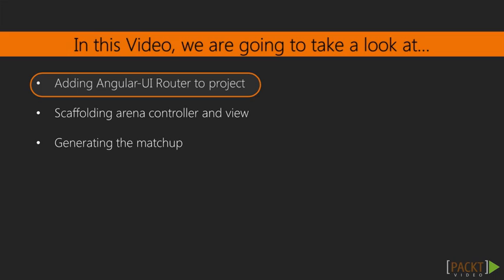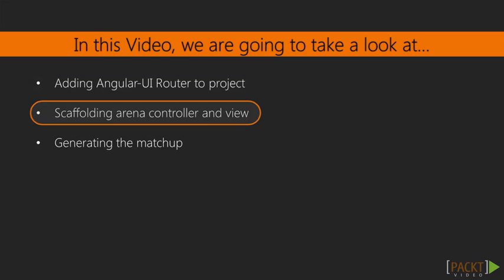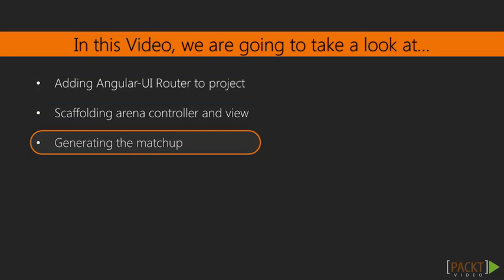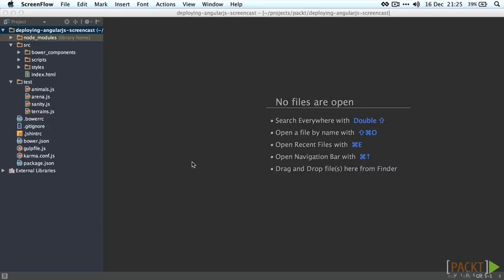Then we'll scaffold the controller and the view for the arena route, in which we'll be fighting our match. In this section we'll also generate our matchup, which we will use in the following sections to fight the actual match. Okay, so to add Angular UI Router to our project, the first thing we need to do is add it to our project using Bower.